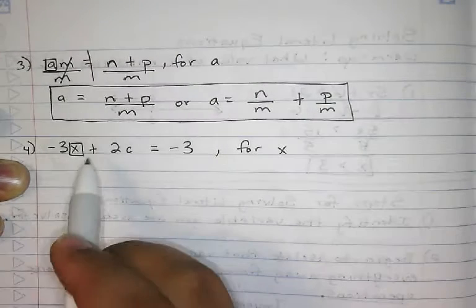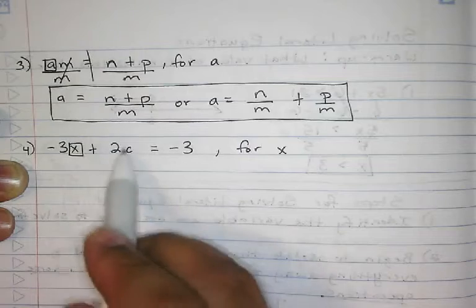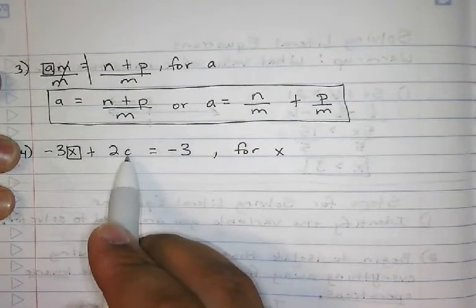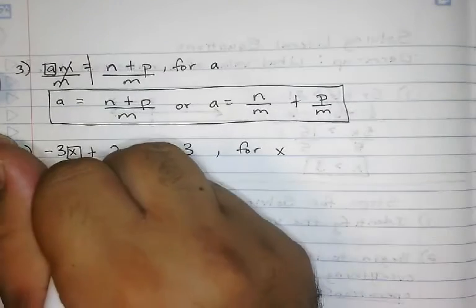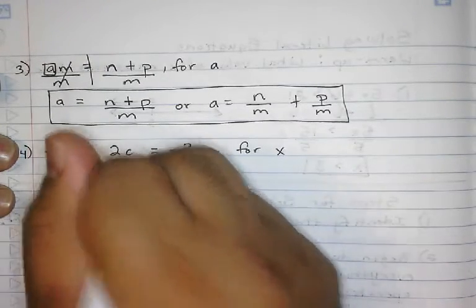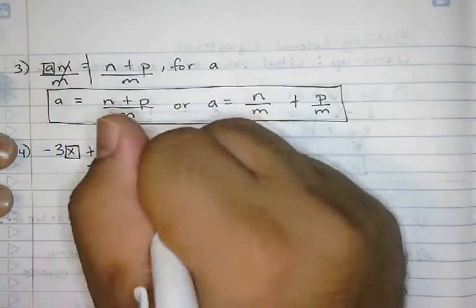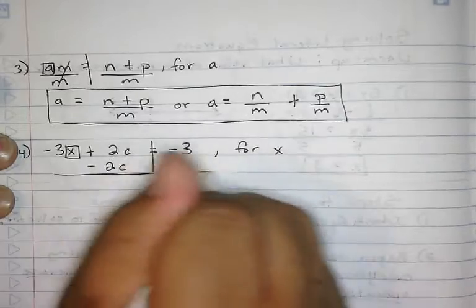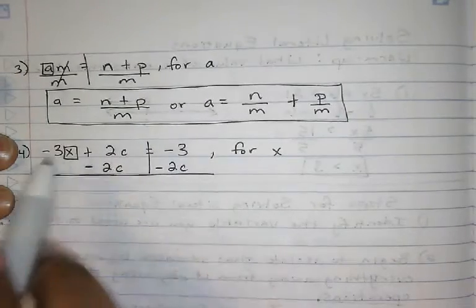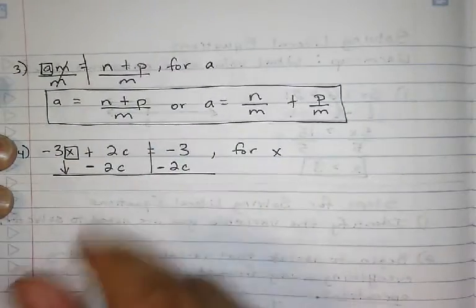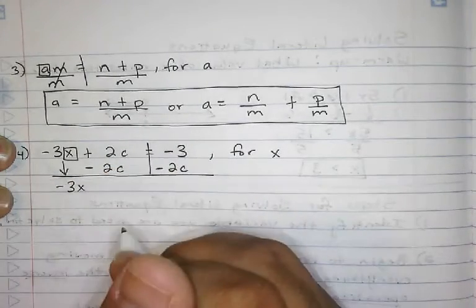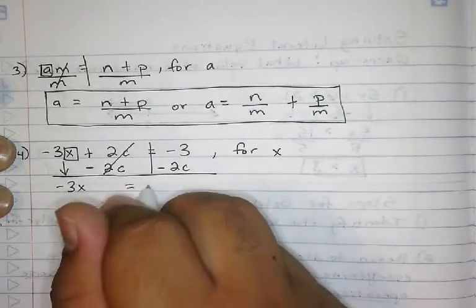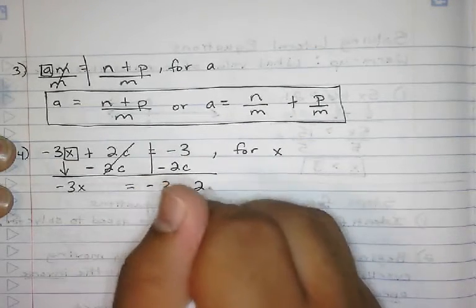We're always going to move the term without the variable first, right? So it's plus 2c. It's addition, so the opposite of that would be subtraction. So I want to subtract 2c. Whatever I did to one side, I've got to do to the other side. So subtract 2c on both sides. I didn't mess with the negative 3x, so it comes down. So I have negative 3x, the 2c minus 2c cancels out, equals negative 3 minus 2c.